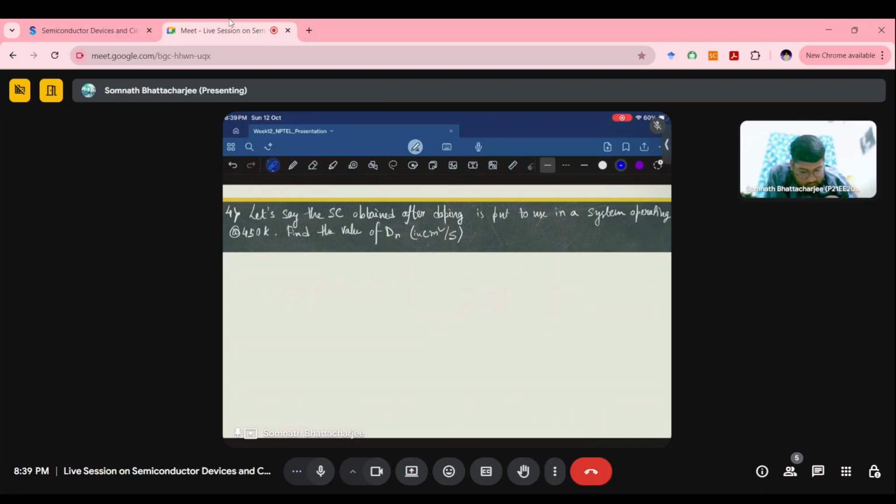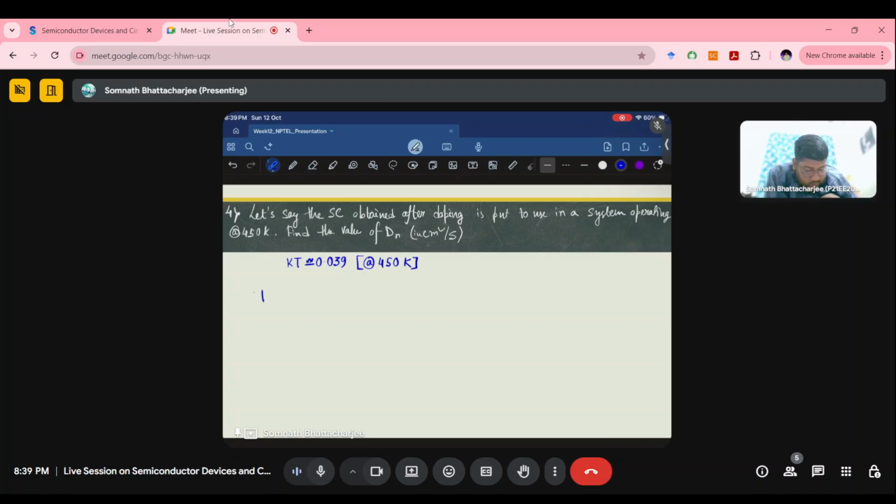So for this, KT value will be... what is the value of K? Just a second, just multiply it. KT is 0.026, so 0.026 multiplied by 450 divided by 300, so it is 0.039 on an average at 450 Kelvin.